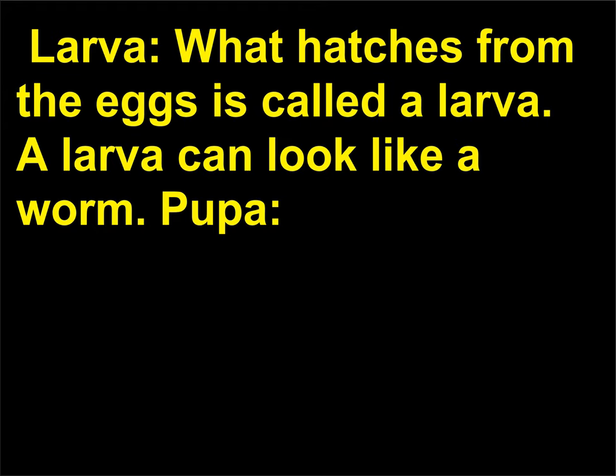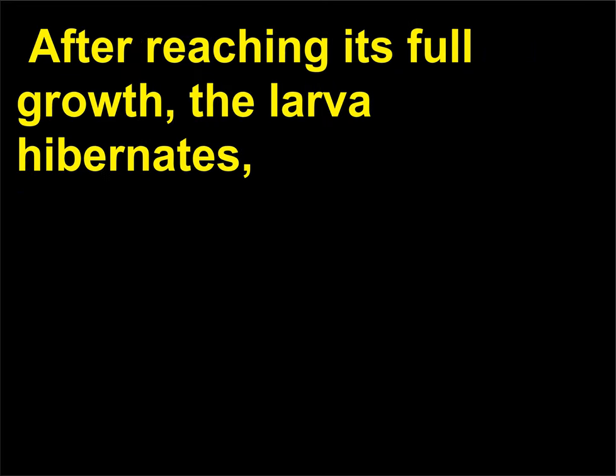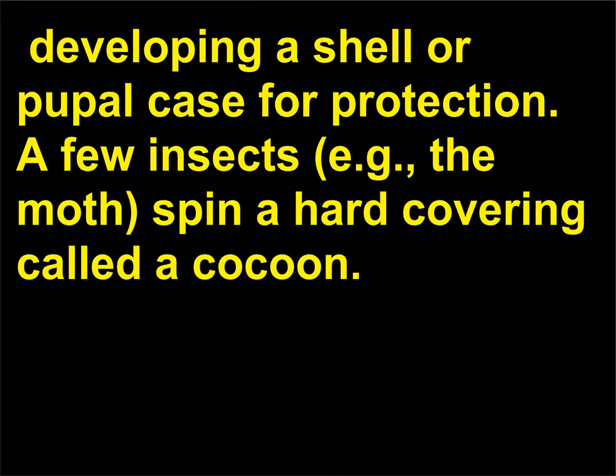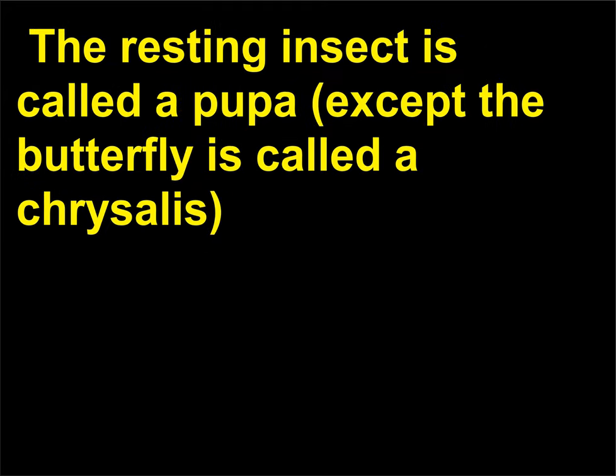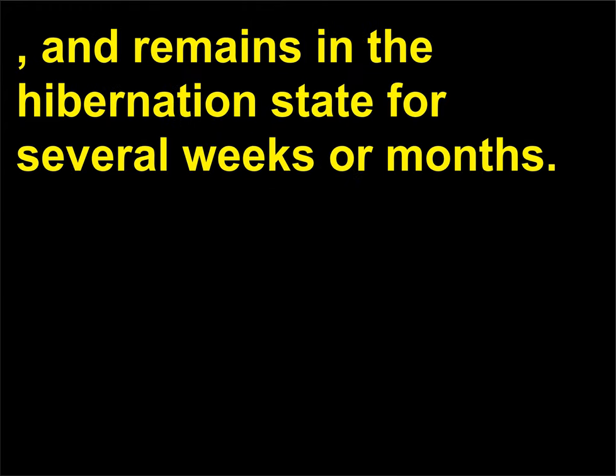Pupa. After reaching its full growth, the larva hibernates, developing a shell or pupal case for protection. A few insects, for example the moth, spin a hard covering called a cocoon. The resting insect is called a pupa, except the butterfly is called a chrysalis, and remains in the hibernation state for several weeks or months.